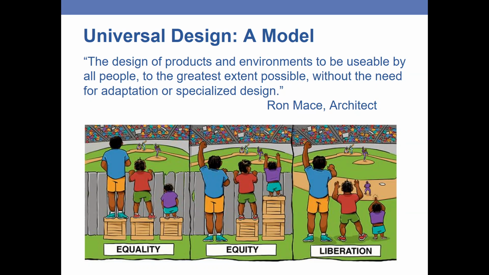In the image, there are people at a ballpark with varying heights trying to see the playing field. Equality has everyone standing on the same size box looking over a fence, with one unable to see the field. Equity rearranges the boxes so that everyone can see the field. Lastly, liberation removes the fence and the boxes for all to see the playing field.